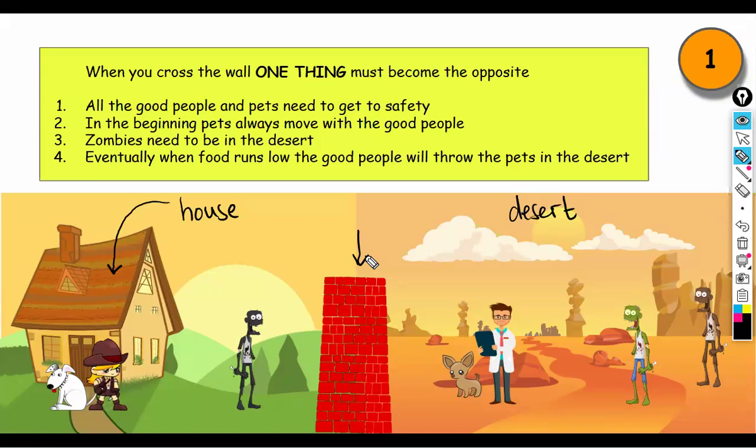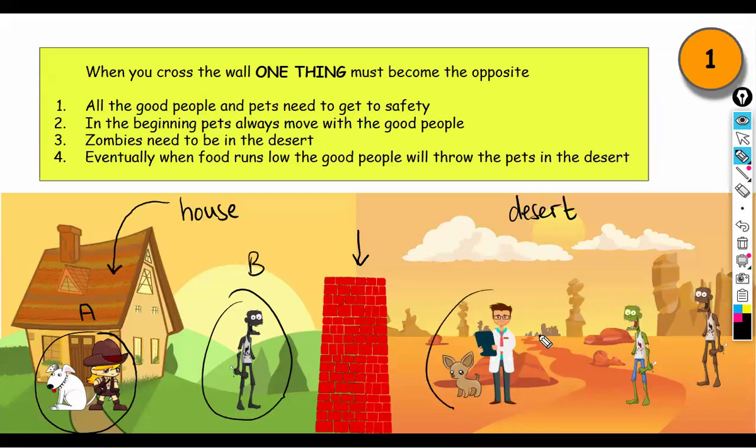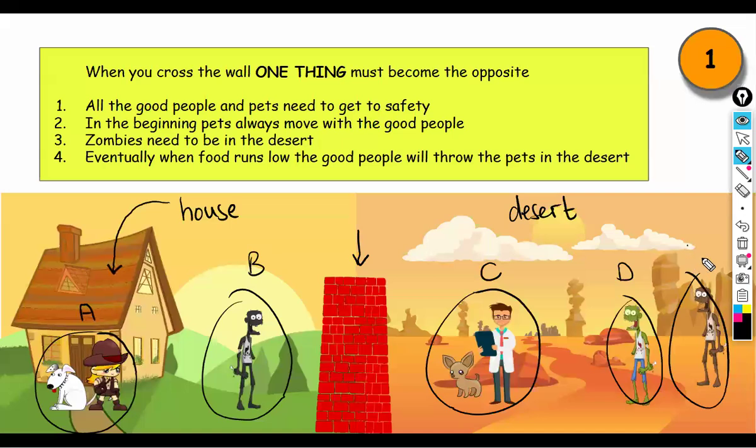Notice, I know it might be obvious, the house is on the left-hand side of the screen and the desert is on the right-hand side of the screen, if that wasn't obvious already. So I'm just going to label some things here, right? You notice this is A, this is B, C, D, and E, right? So we have about 5 items here.